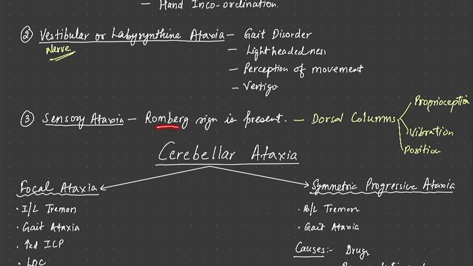In this, we will ask the patient to stand with his feet closed, and we will tell the patient to close the eyes. As soon as the patient closes the eyes, his ataxia will worsen even more. But in cerebellar ataxia, there will be no worsening of the ataxic symptoms. But in sensory ataxia, the patient will fall. He will tend to fall as soon as he closes the eyes, and that is Romberg sign. It is a sign of sensory ataxia.